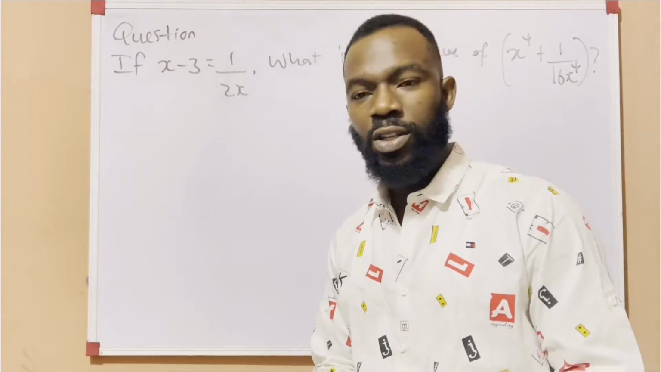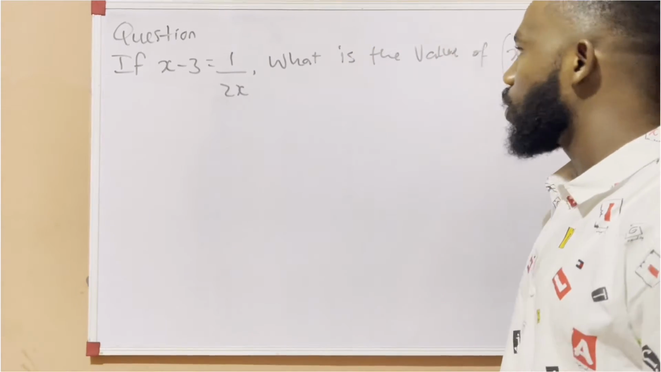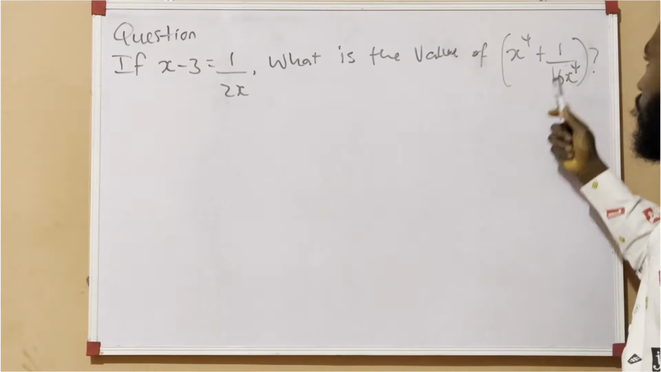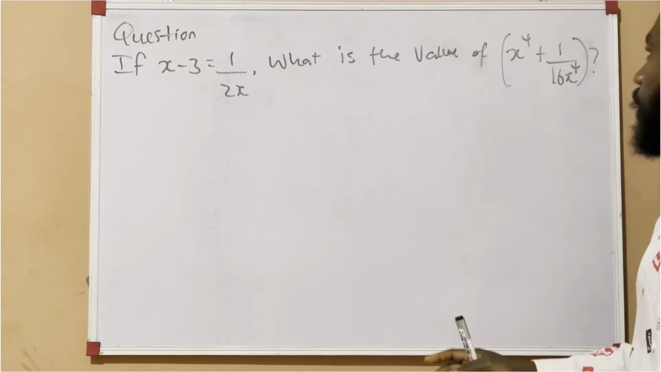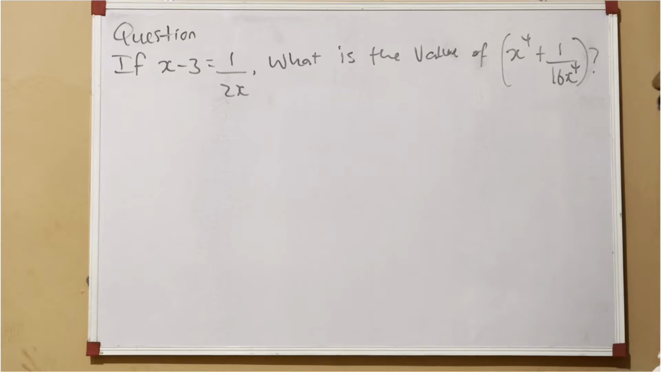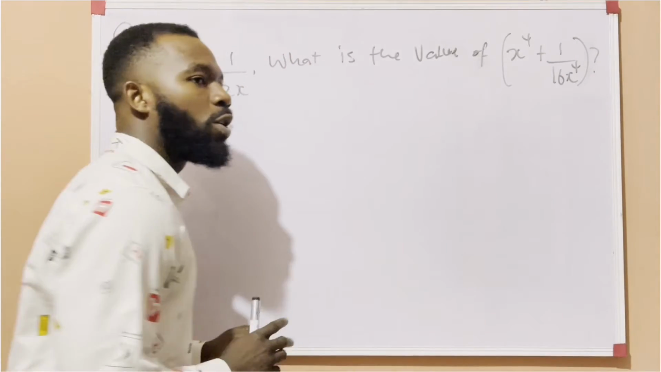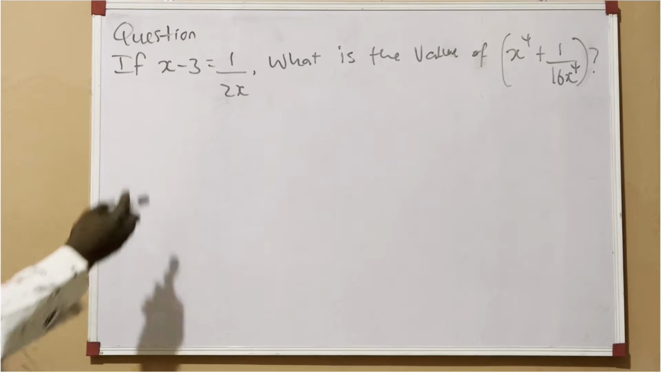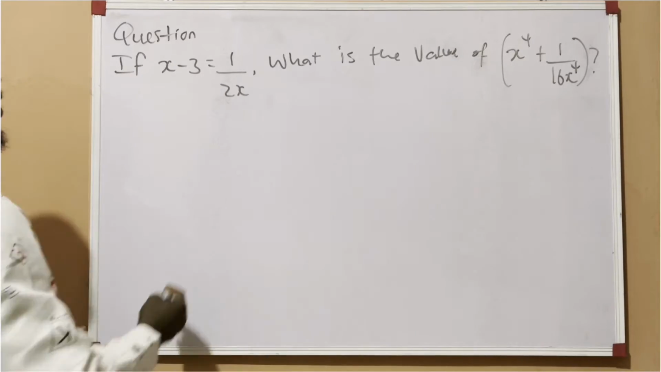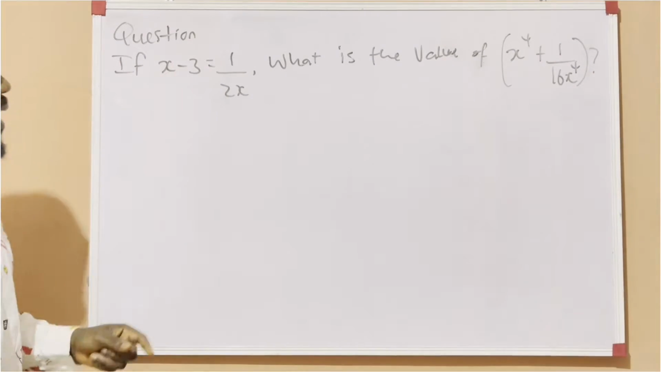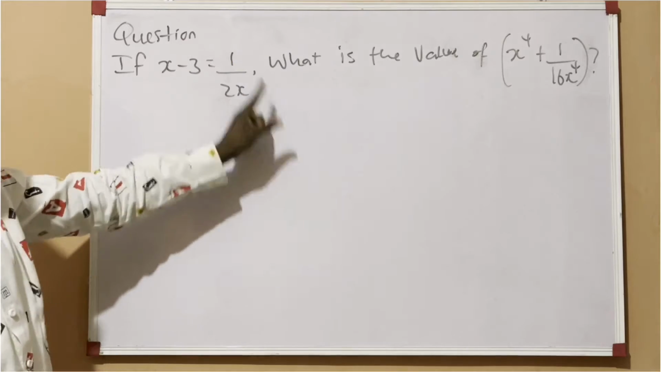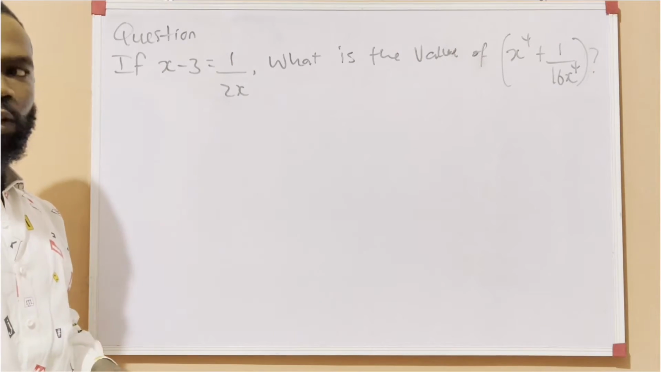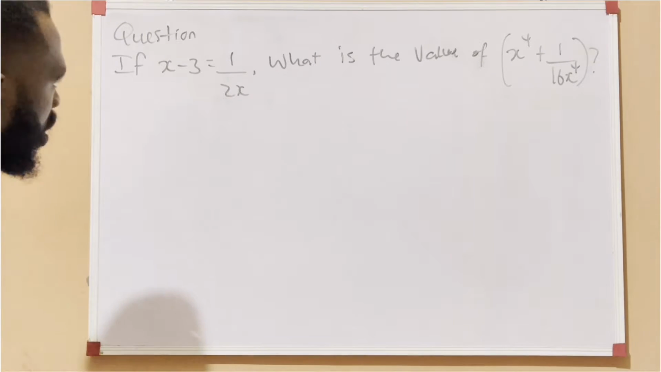Alright, the question we have for today says: if x minus 3 equals 1 over 2x, what is the value of x to the power 4 plus 1 over 16, all raised to the power 4? Okay, now what are we going to do when you see a question like this? First of all, from the question which says x minus 3 equals 1 over 2x, let us bring 1 over 2x to the left hand side of the equation and take minus 3 to the right hand side of the equation. And if we do that, we are going to be having this.